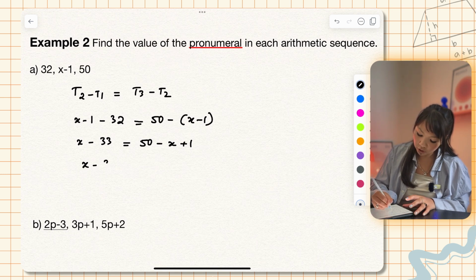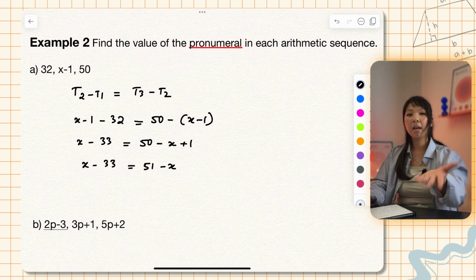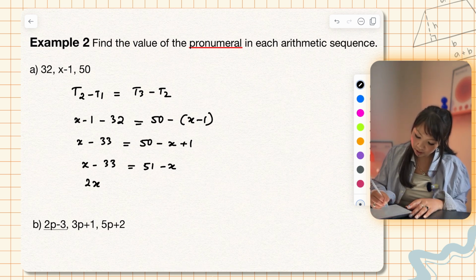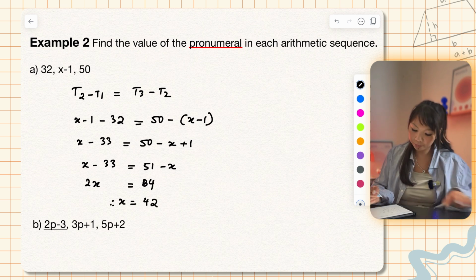And if you continue just to collect the like terms, this becomes 51 - x there. Now I'm going to bring all the x's over to the left. So we get x + x is 2x. If I add 33, we're going to get 84, or we get x equals 42.